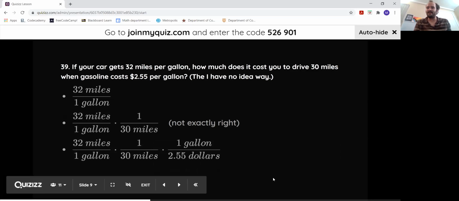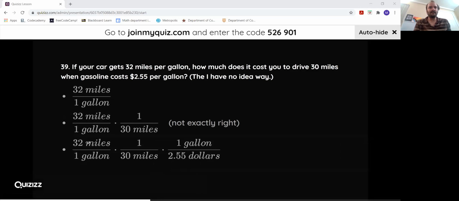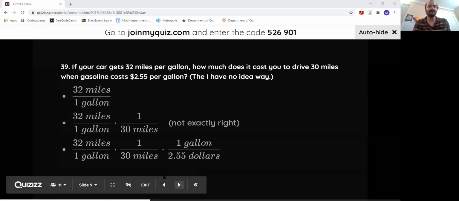And if I do a little bit of annotating here, my miles are simplifying with my miles here. And I set this up so that my gallons would simplify with my gallons. I'm ending up with my dollars on bottom, which indicates I messed up and I got to flip things. All right, so maybe the more proper way to do this, I have that on the next slide, is where I'm going with this.